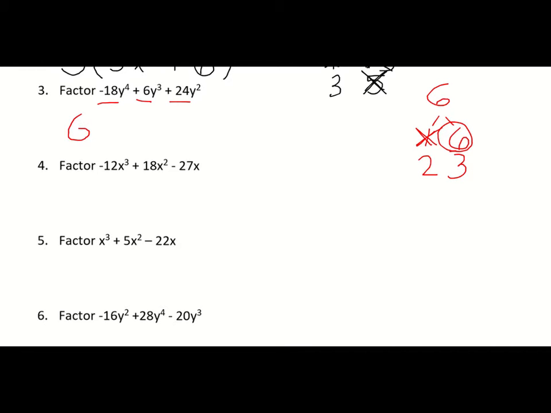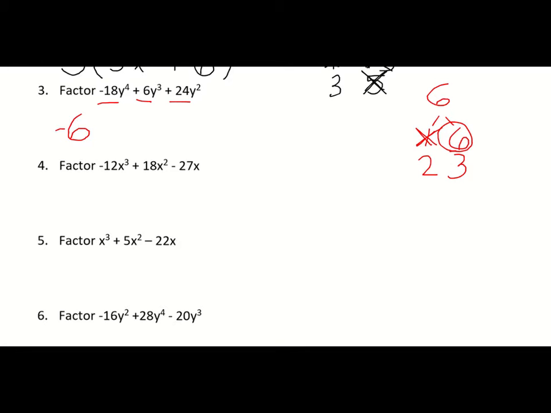Now, this problem has something a little different than the other problems. Its first number started with a negative. Whenever your first number starts with a negative, you need to factor out the negative symbol. So this would actually be a negative 6 that we take out because the 18 started with a negative.